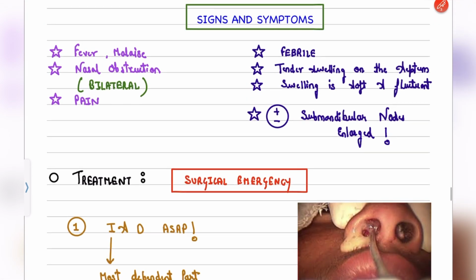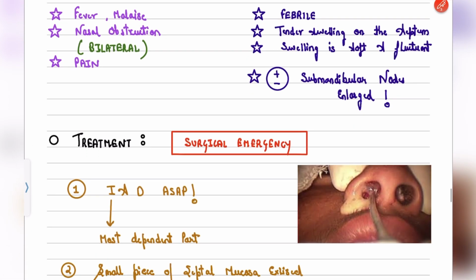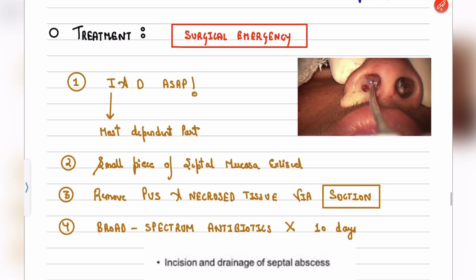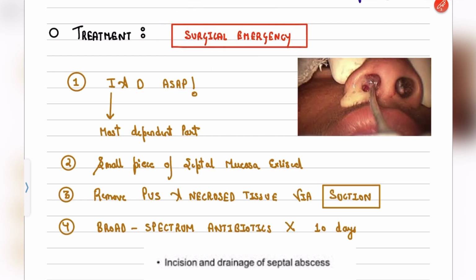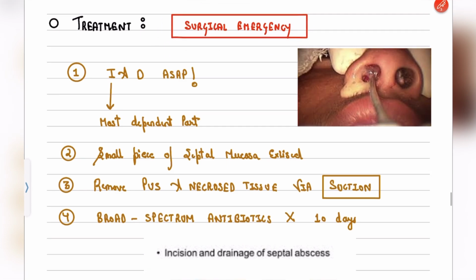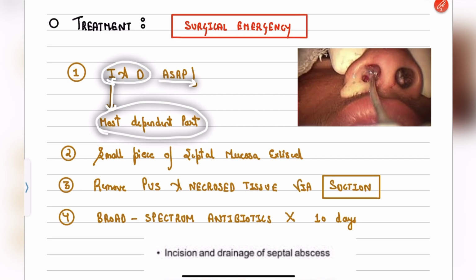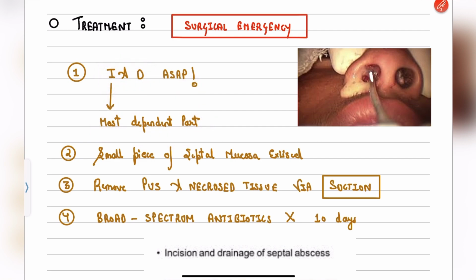All right, we have discussed the signs and symptoms. Let's discuss the treatment. It's a surgical emergency. Septal abscess is a surgical emergency because the patient may experience sepsis and may even collapse due to septal abscess. So it's treated very urgently. First there will be incision and drainage as soon as possible. The incision is made on the most dependent part of the swelling. As you can see in this patient, the doctor made an incision and the pus has started draining out of the swelling.